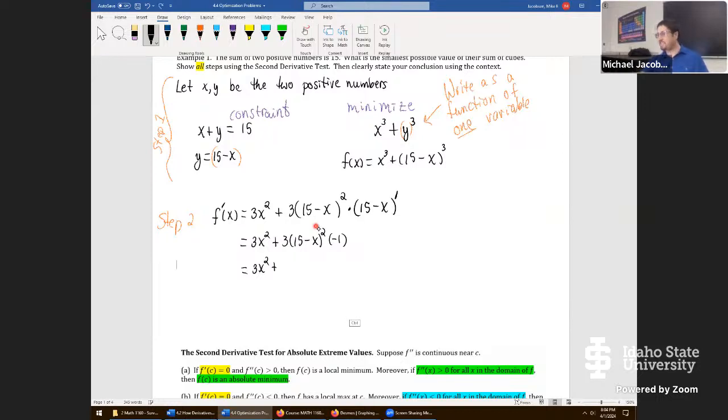I put plus, but that was a mistake. Let me try to fix it again. There's a -1 here, multiplying to 3. So I'm just going to lead with -3. Then from here, let's expand out 15 minus x squared. We could do it in the margin if we like.